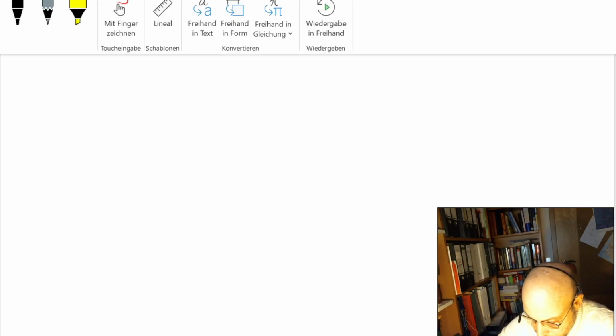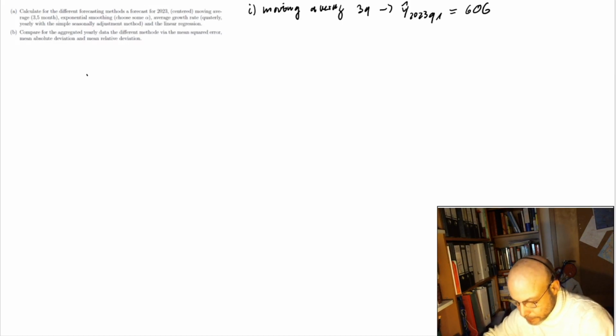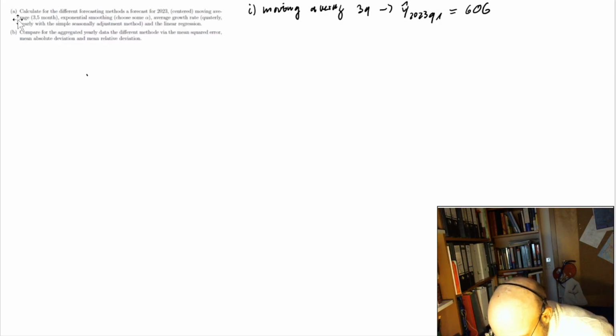So we have moving average 3 quarters, then y hat 2023 Q1 equals 606. What else? And 5 months.